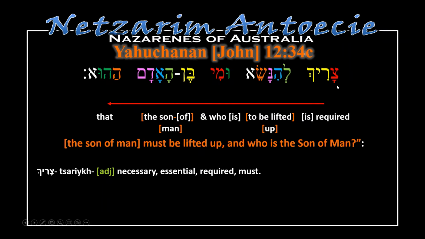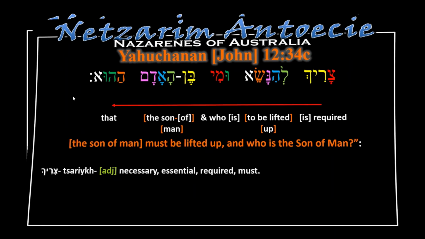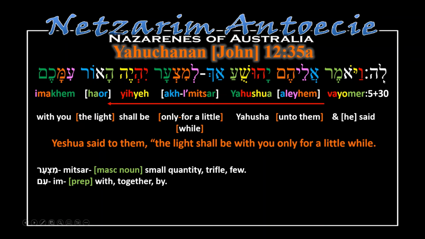Now let's read that. Tsarik lehinase umi ben ha-adam ha-hu. And then we come to 35, which is Lamed and a Hey, because Hey, of course, is the fifth letter in the alphabet. Then we have Vav, Yod, Aleph, Mem, Resh, Aleph, Lamed, Yod, Hey, Mem, Safit, Yod, Hey, Vav, Shin, Ayin, Aleph, Kaf, Safit, Lamed, Mem, Zadeh, Ayin, Resh, Yod, Hey, Hey, Aleph, Vav, Resh, Ayin, Mem, Kaf, Mem, Safit.